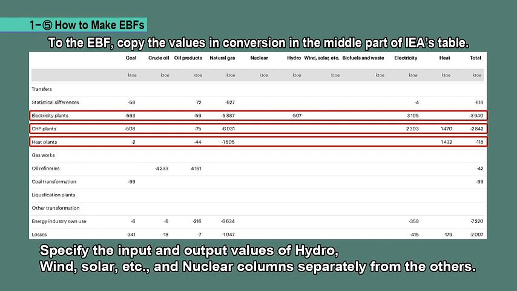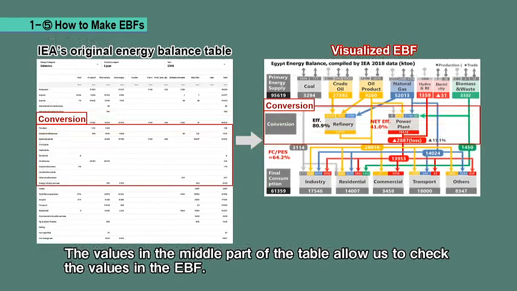Please note that you must show input and output of the hydro, wind, solar, etc., and nuclear columns in other parts, not in the part for power plants. You can use the values in the middle part of the table to check the values in the EBF. I will also explain this point later in the demonstration section.